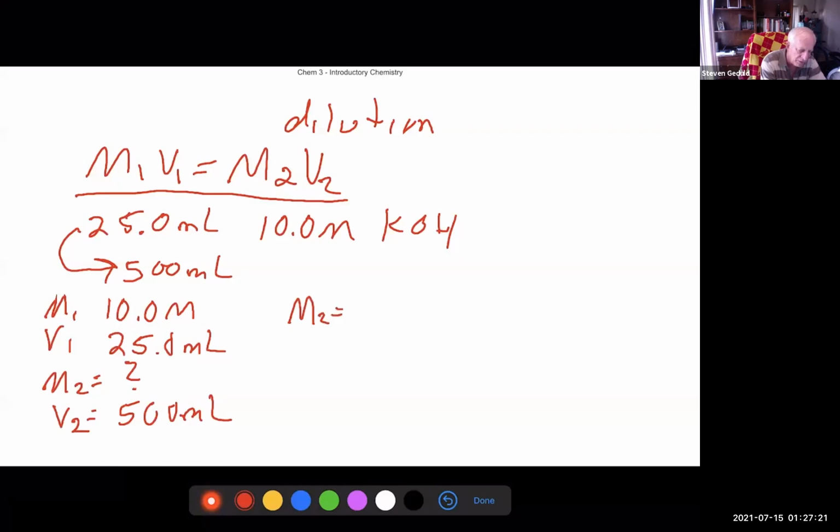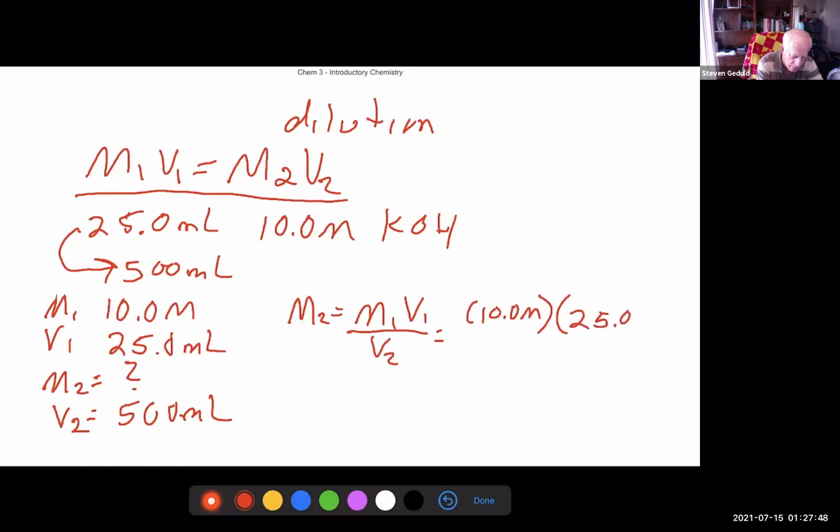So M2, rearrange your equation, is M1 V1 divided by V2. Okay, just rearrange the equation. All right, and then plug in our numbers. So M1 is 10 molar, and V1 was 25 milliliters. V2 is 500 milliliters.